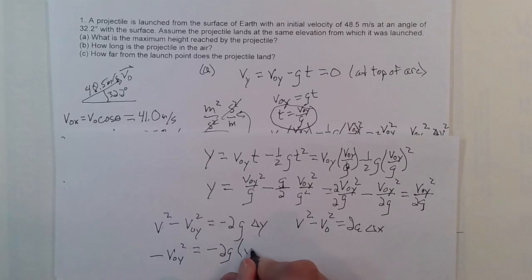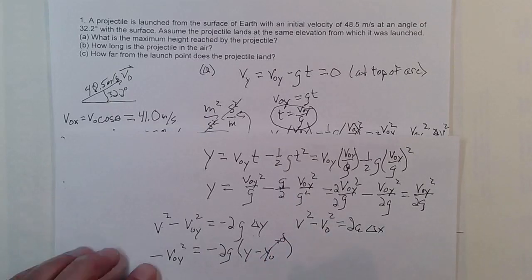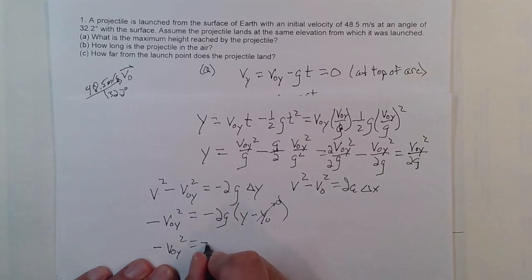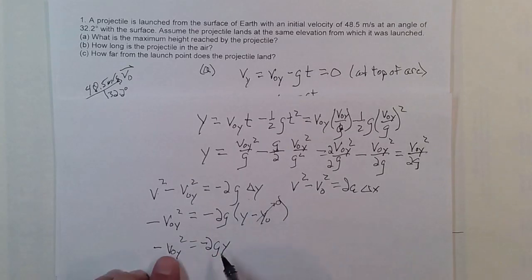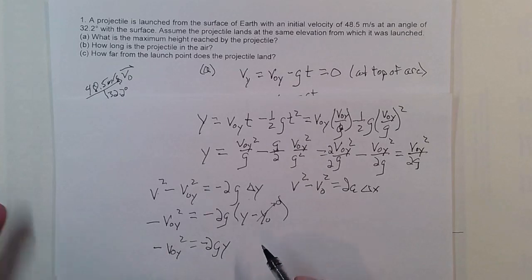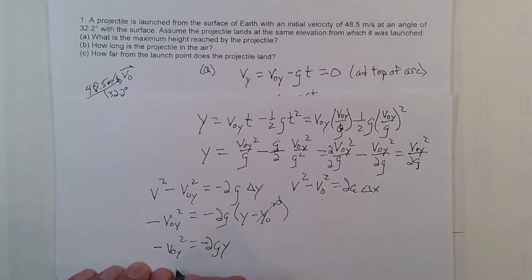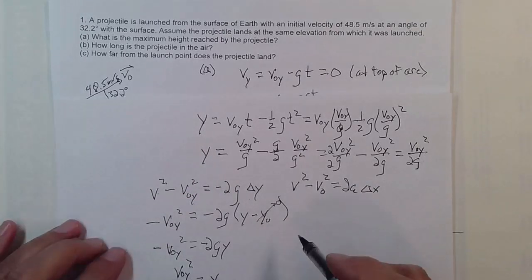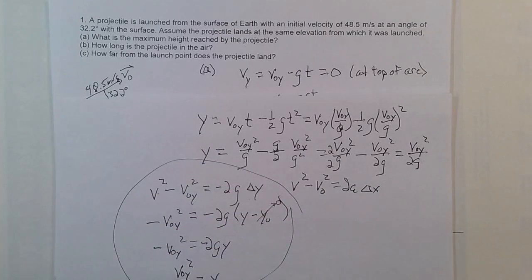Delta y is going to be y minus y naught, but y naught is 0. And so I get minus v naught y squared equals minus 2gy, minus on both sides. If I multiply by minus 1, it'll go away. Anyway, I'll end up with v naught y squared over 2g is equal to y. That's exactly what I had here. And so I could solve for the time, plug it in and figure it out, or I could have used this equation to do that first part of the problem. And it's not uncommon that there will be two ways to do a problem.